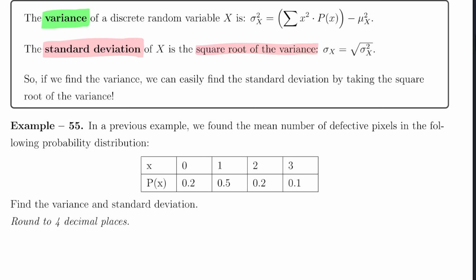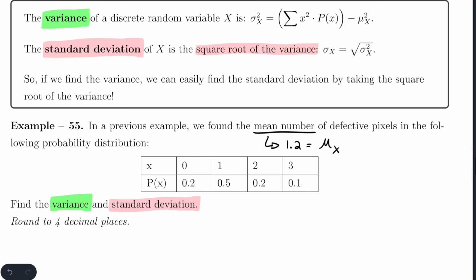So let's read through this example. It says, in the previous example, we found the mean number of defective pixels for this probability distribution, and that's actually the example we just finished. And as I recall, we found the mean number to be 1.2. So that was our mu sub x, because it's the exact same probability distribution as our last example. And now we're asked to find the variance and the standard deviation.